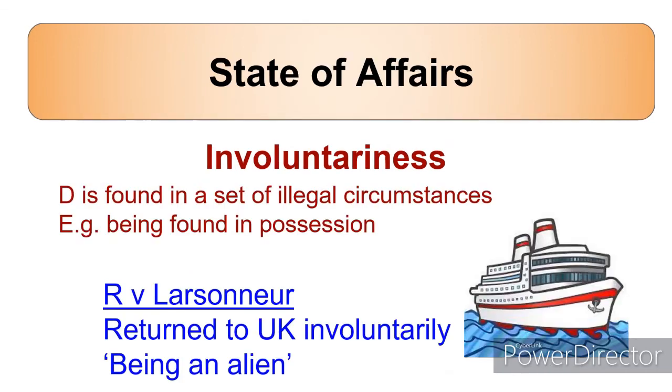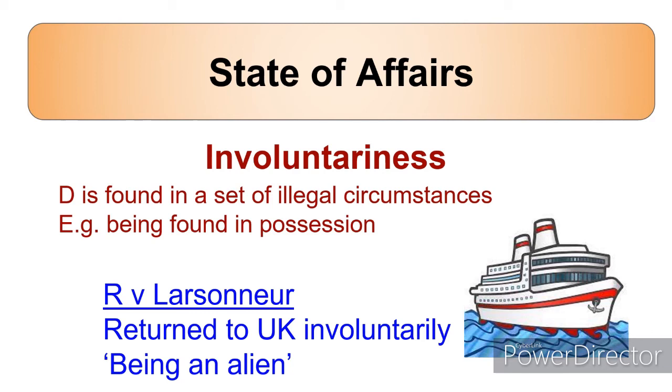And then the other type of actus reus is involuntariness. So we're looking here at state of affairs offences, and these are offences where the defendant is found in a set of illegal circumstances, such as being found in possession. And a really good case that I like is R v Larsonneur. And this is where a woman was basically deported back to Ireland, but Ireland didn't want her either.